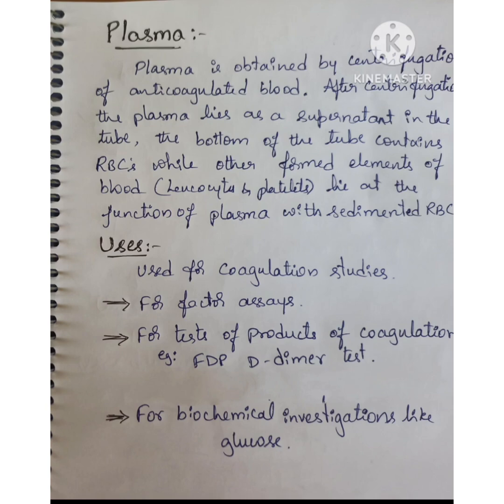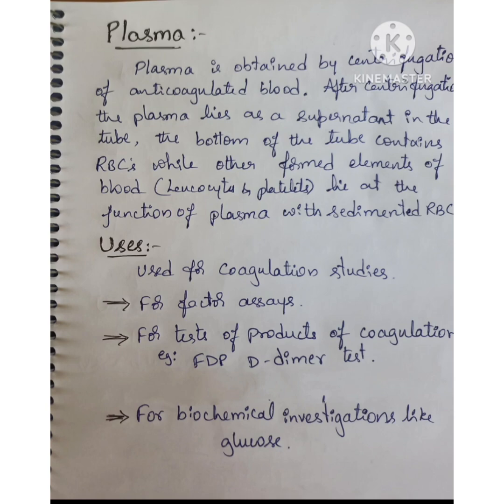Plasma is obtained by centrifugation of anticoagulated blood. After centrifugation, the plasma lies as a supernatant in the tube. The bottom of the tube contains RBCs, while other formed elements of blood like leukocytes and platelets lie at the junction of plasma with sedimented RBC.